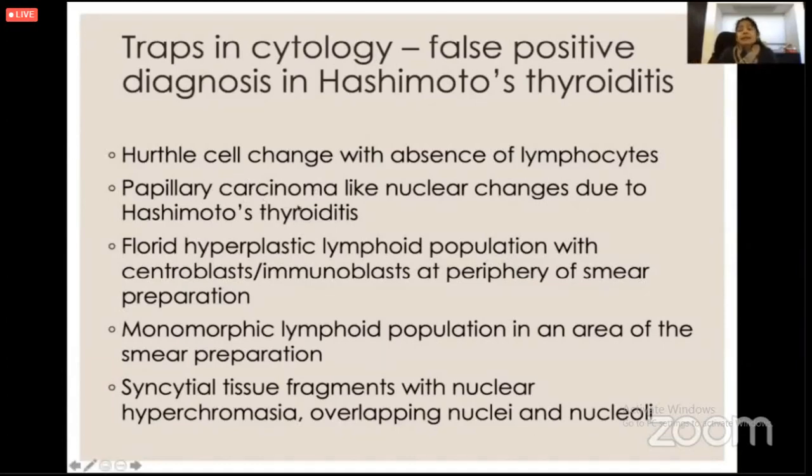Hashimoto's with papillary carcinoma is one of the biggest challenges, especially as those lesions are very tiny and can easily be missed. With Hashimoto's, I have seen myself fall into the trap. It can have papillary changes. With florid hyperplastic changes and just a monomorphic lymphoid population, lymphoma needs to be considered.